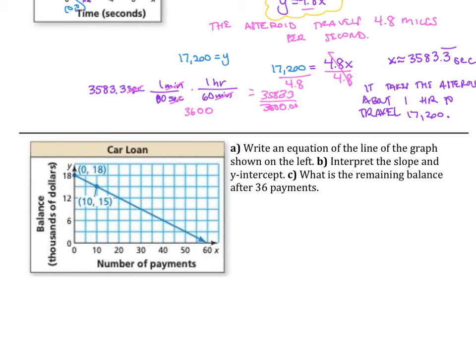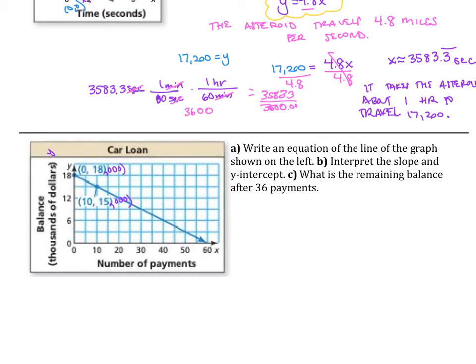Now, just as a hint on here, we have balance in thousands of dollars, and then we have number of payments. So I'm going to change the balance in thousands of dollars. This represents our Y value, right? So in thousands, that's going to be our Y. So let me just change that. So this is 18,000, and then here this is 15,000.